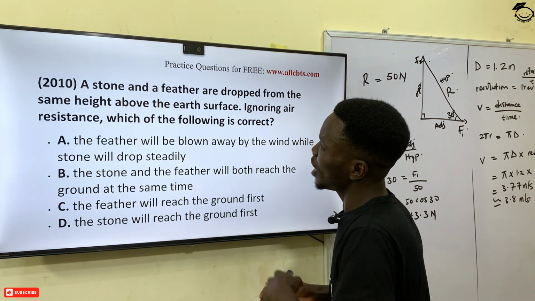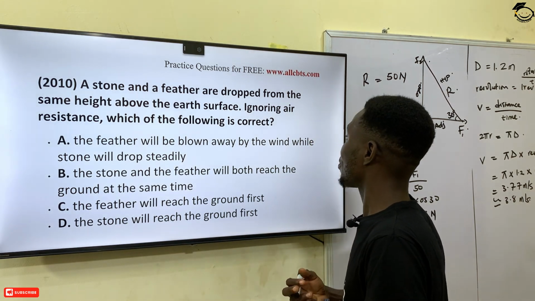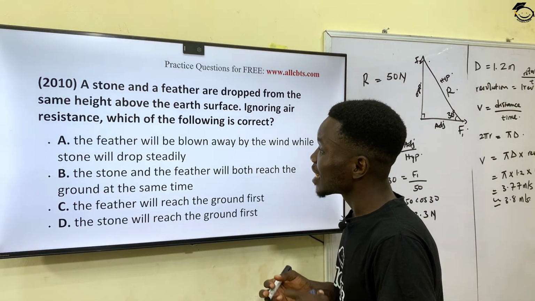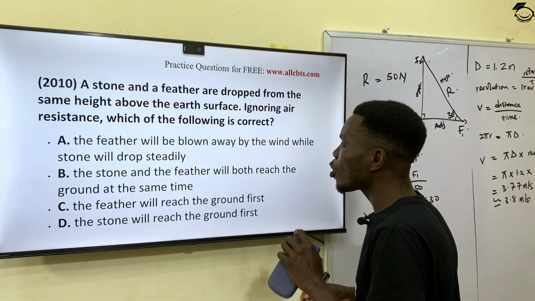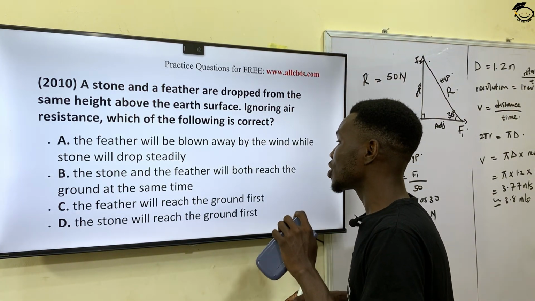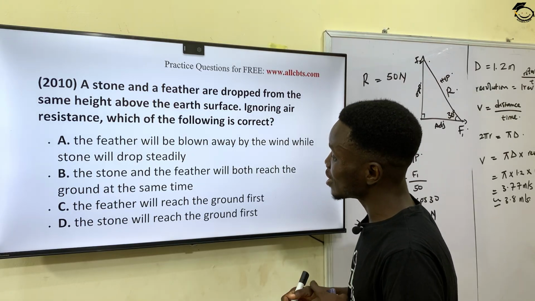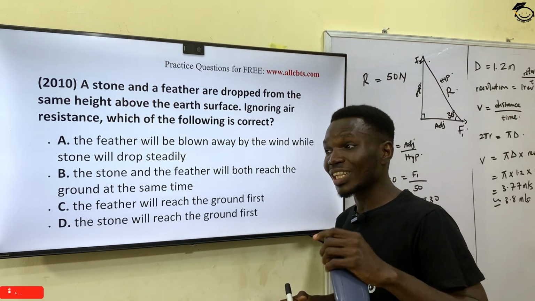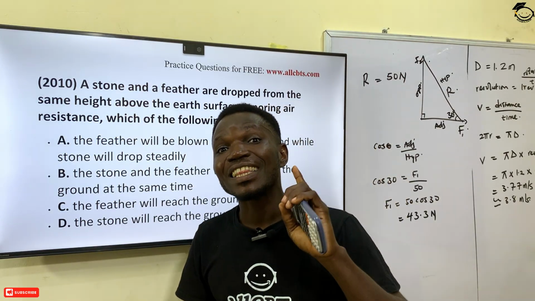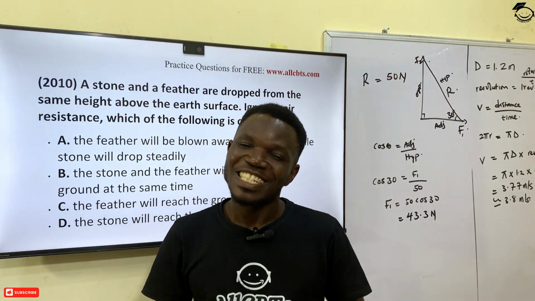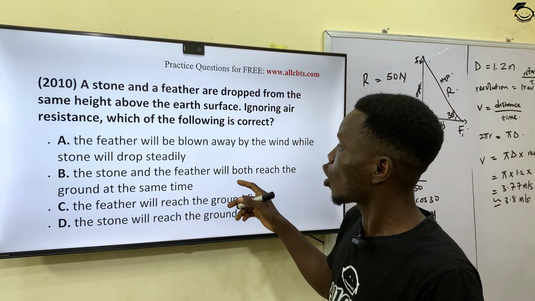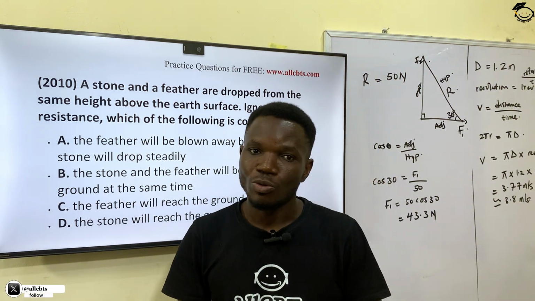So option A says the feather will be blown away by the wind while the stone will drop steadily. Option B says the stone and the feather will both reach the ground at the same time. Option C says the feather will reach the ground first. Option D says the stone will reach the ground first. So the correct answer is the stone and the feather will reach the ground at the same time. Why? There is no air resistance. So the correct answer is option B. So let's move to the next question.